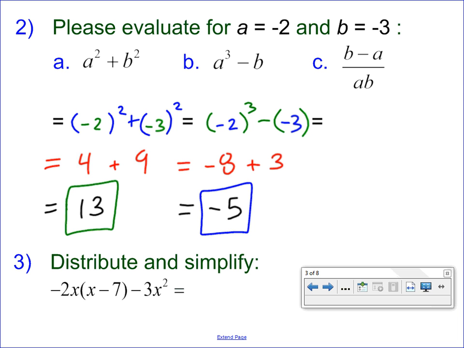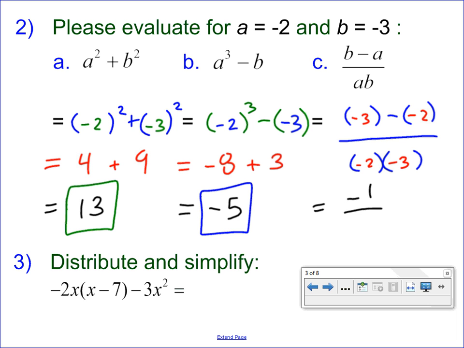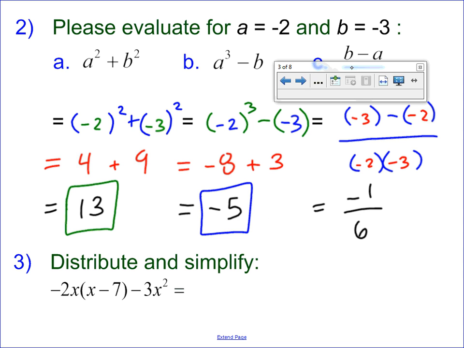And lastly, (b minus a) all over ab. Oh, goodness. There's a whole slew of evaluations here. I'm going to do parentheses, minus, parentheses, all over, parentheses, times, parentheses. And let's see how it goes. So b is -3. Minus a is minus (-2). All over ab is -2 times -3. Let's try it. So here we go. -3 minus (-2) is -3 plus 2, which is -1. All over, a negative times a negative is a positive, so I get -1/6.